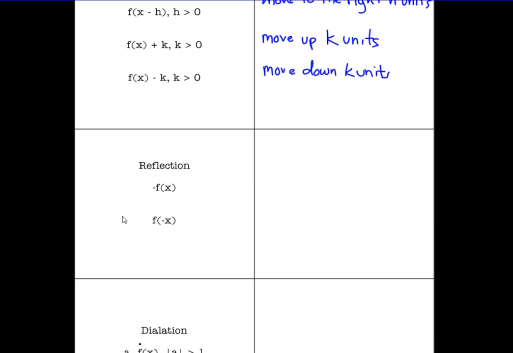A reflection, a negative f of x, we've already talked about that, is going to reflect over the x-axis. It's going to pick it up, flip it over the x-axis. If it's already up in the positives, it's going to go down in the negatives. It's a vertical flip, because it's over the x-axis. If you put the negative with the x, with the variable, it flips over the y-axis. Okay?